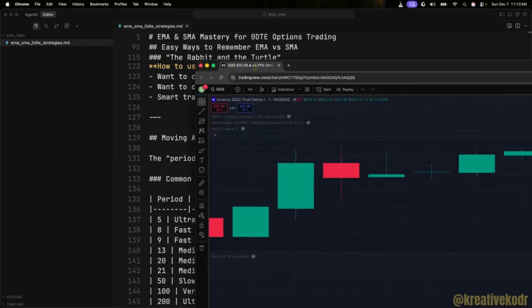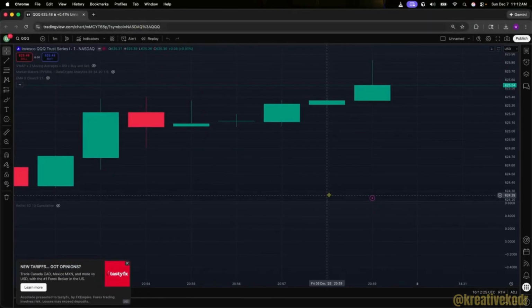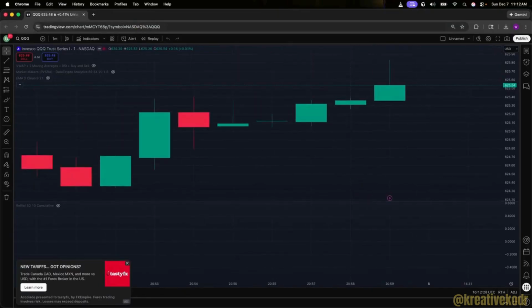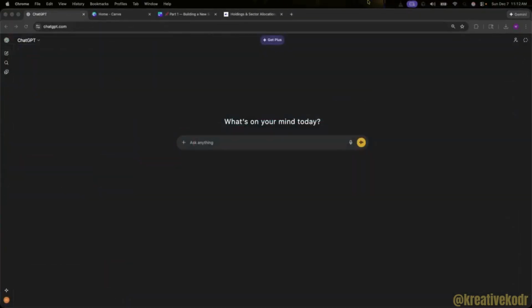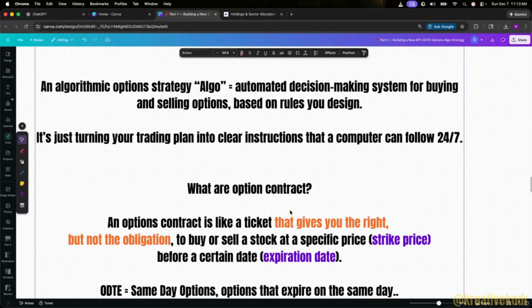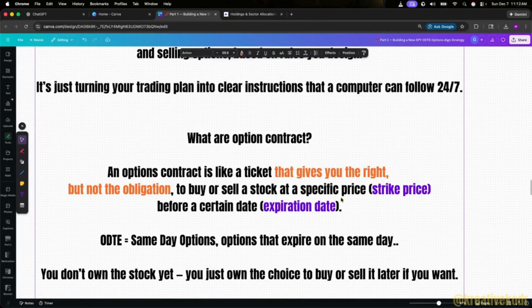So let's give a real example. Normally when we're using zero DTE strategies, what is a zero DTE strategy? So what is an option contract? Let's just start here real quick.